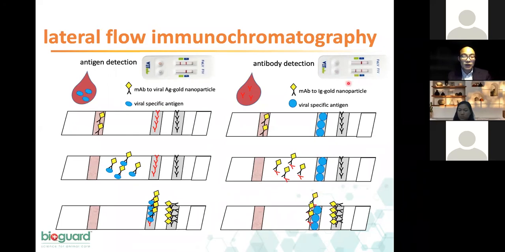You cannot distinguish between the red background from hemolyzed blood and the red line of gold nanoparticle. And also the intensity of the band of the line really depends on the quantity of the molecule that you want to detect. If there is not enough quantity, you might have some false negatives.